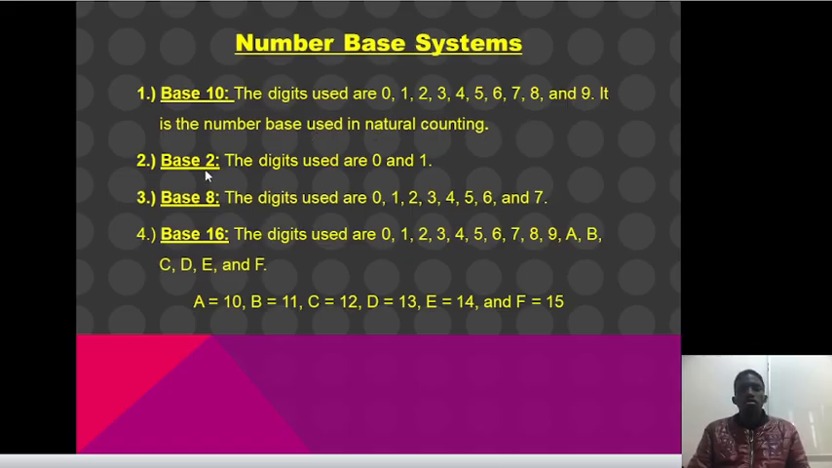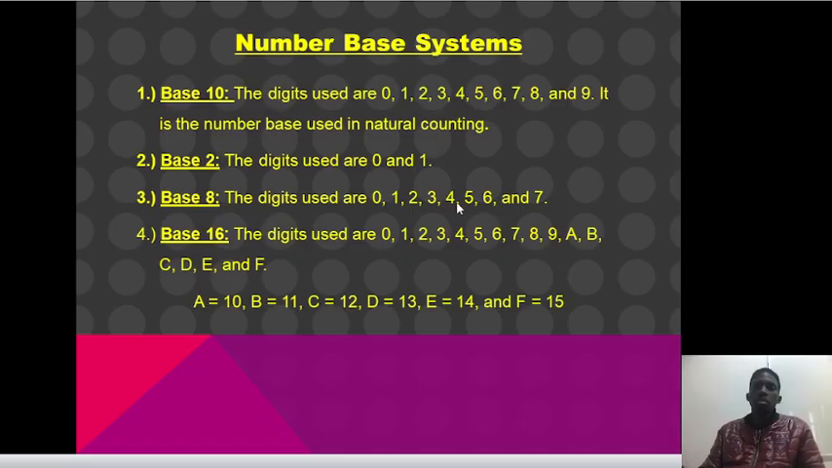So we have base 2, and in base 2 we just have two digits, only two, and they are just 0 and 1. So in base 2 we should expect zeros and ones. We'll look deeper into base 2. We also have base 8. The digits used in base 8 are 0, 1, 2, 3, 4, 5, 6, and 7.